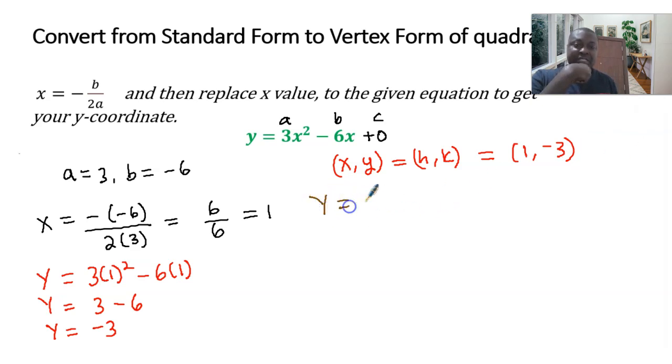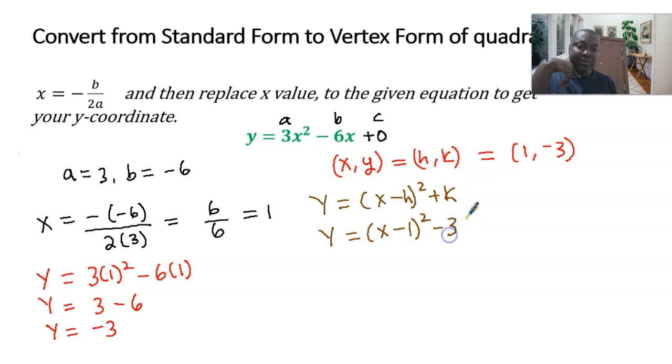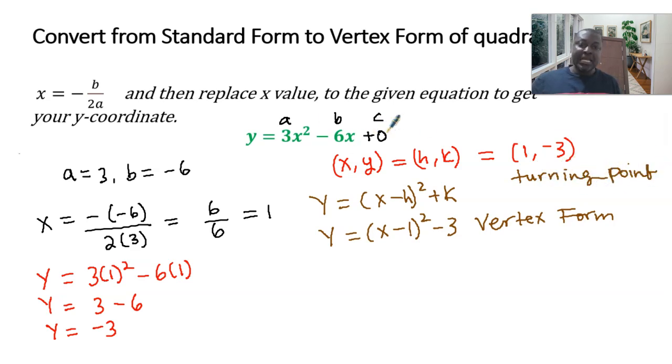So now we are going to put it in the vertex form. The general vertex form is y equals x minus h all squared plus k. So that implies that our x is positive, so positive times negative is going to be -1 here, squared. And here negative times positive is going to be negative. And this is the vertex form. We see that when it's in the vertex form, we see the turning point. This is the turning point. And when it's in the standard form, we see the y-intercept visually.